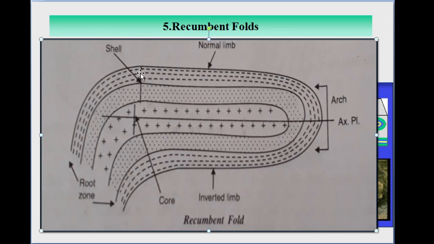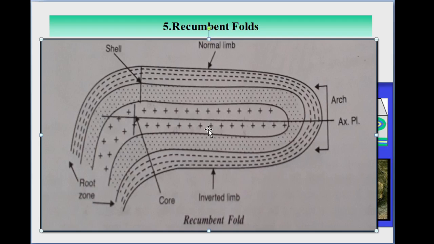Second is the shell. This portion is the shell, the outer zone of the fold, made up of mostly sedimentary rock. Next is the core. This portion indicates the core. It is the innermost part of the fold and is made up of mostly crystalline, igneous and metamorphic rock.